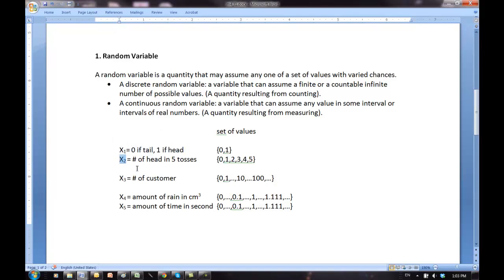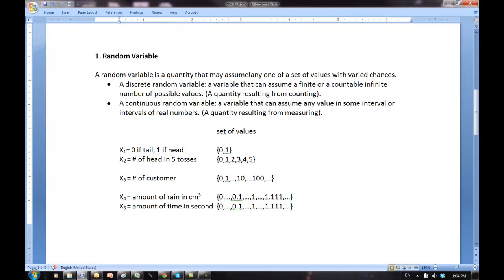For x2, we define x2 as the number of heads we get in 5 consecutive coin tosses. x3 is the number of customers that might show up between 9 a.m. to 10 a.m. in a bank. x4 is defined as the amount of rain measured in cubic centimeters that Birmingham might receive on October the 1st. x5 is defined as the amount of time measured in seconds for an ATM transaction.